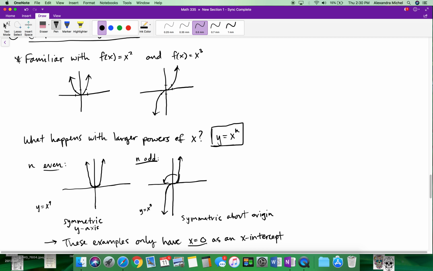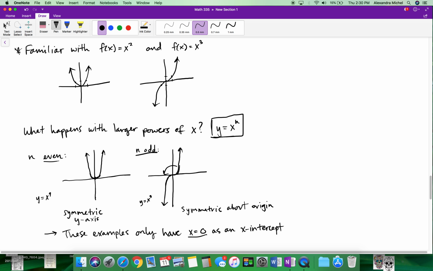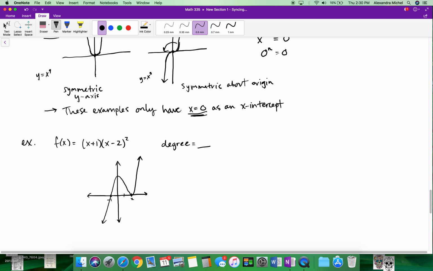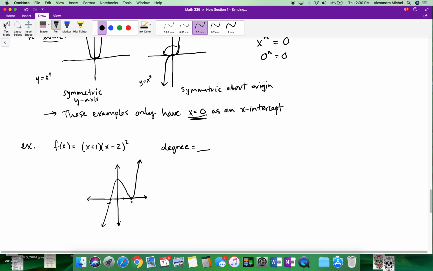Okay, so both of these examples have x equals 0 as the only x-intercept. They only cross at x equals 0, and that's because if I set a power of x to 0, the only time this is going to happen is if I have 0 to the nth power, which is 0. So only when x equals 0 am I going to cross the x-axis. So we want to talk about what happens when we have other x-intercepts.